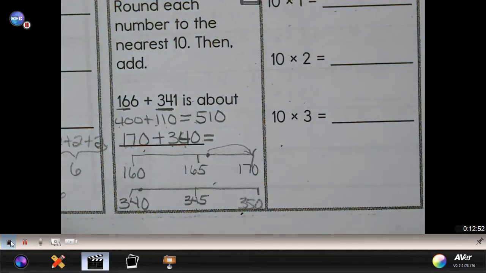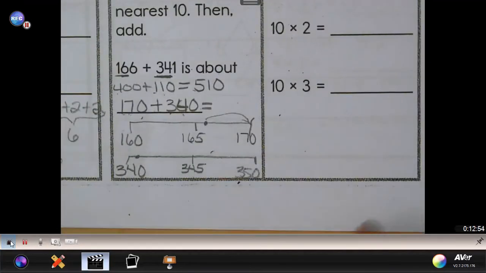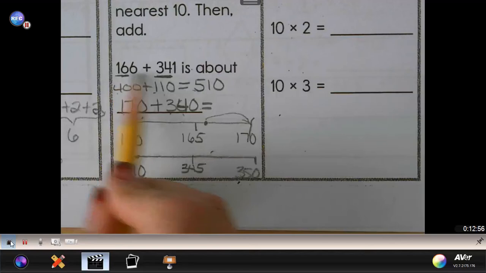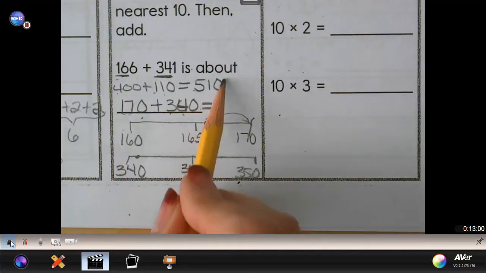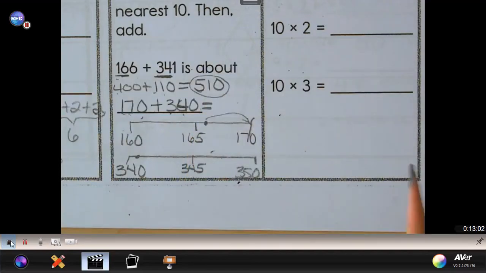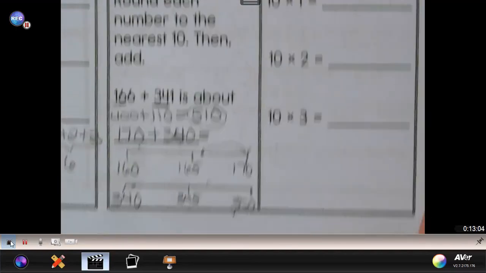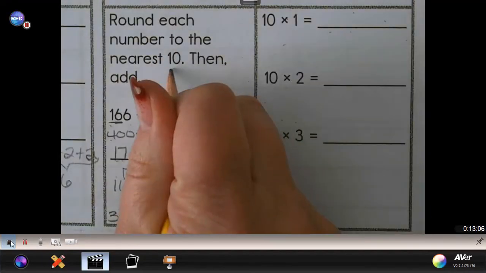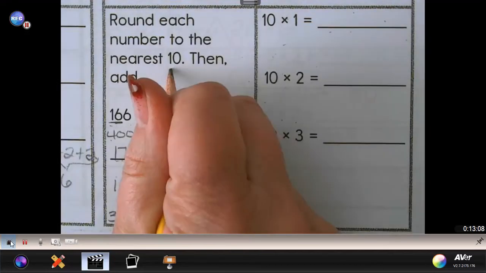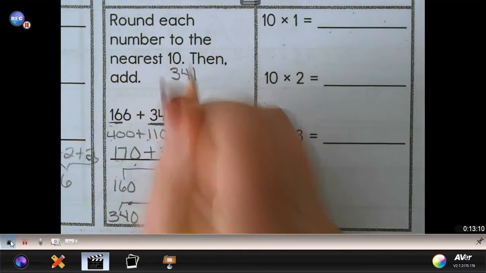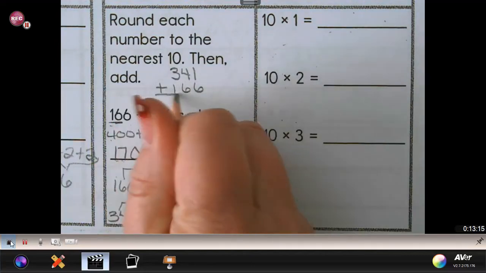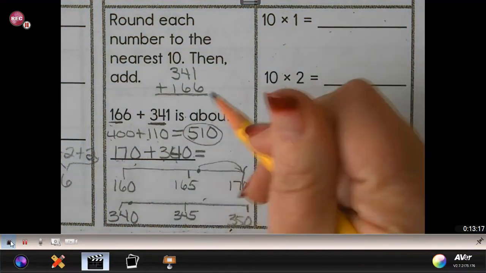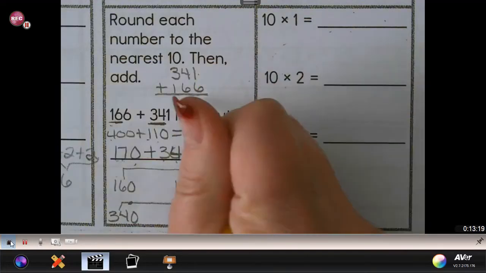So if I find the exact amount of 166 and 341, it's going to be close to 510. Well, let's double check and see. So if I take this 166 or 341, I'm going to put the 341 first because I like putting my larger number first. I know that 6 and 1 is 7.